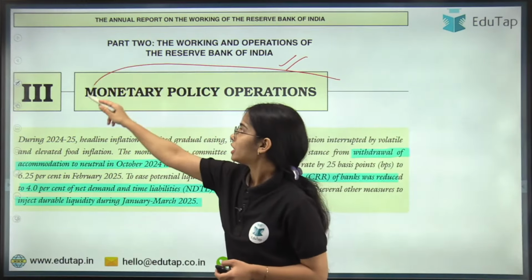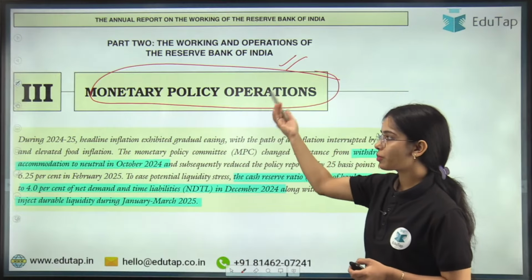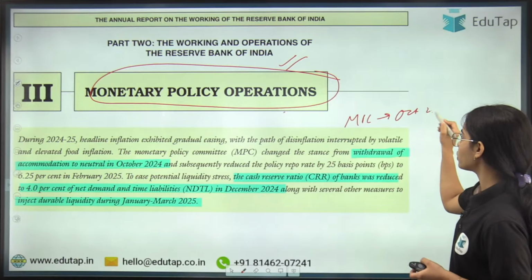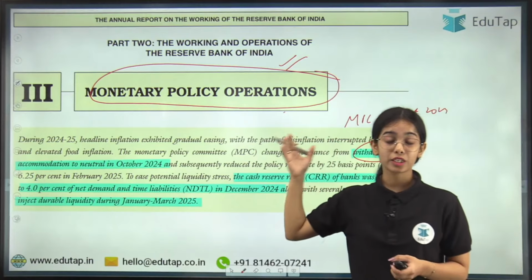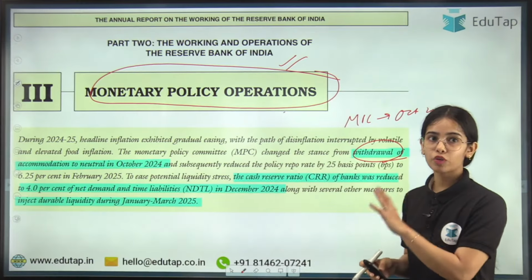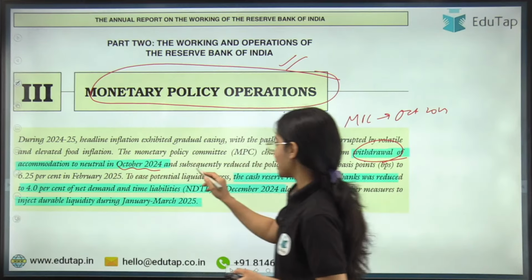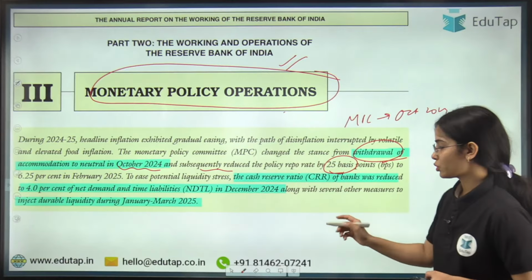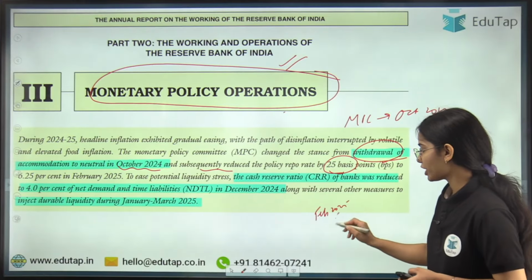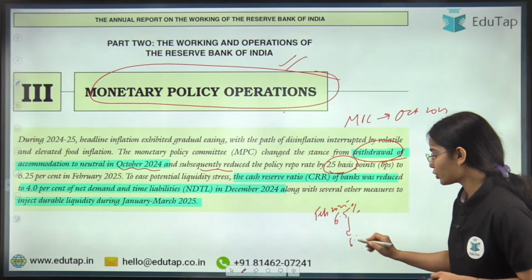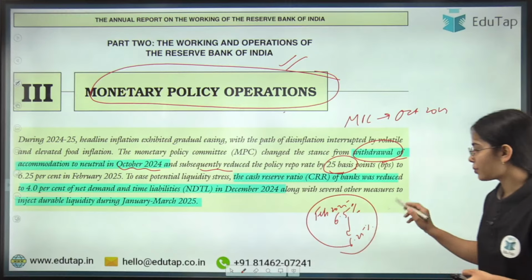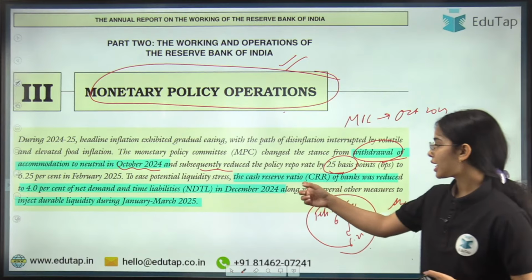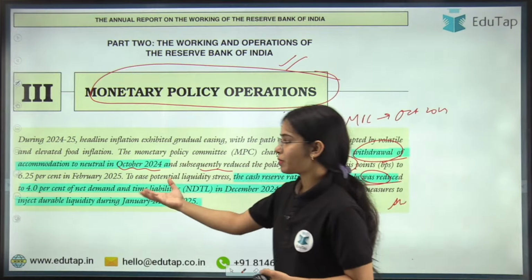First of all, the monetary policy operations. The monetary policy committee announced in October 2024 that it is going to shift its stance from withdrawal of accommodation to neutral, and subsequently it reduced the policy rate by 25 basis points in February 2025. So in February 2025, the repo rate was decreased from 6.5% to 6.25%. And in April 2025, the repo rate was further reduced from 6.25% to 6%. Now the CRR of banks was reduced to 4%.